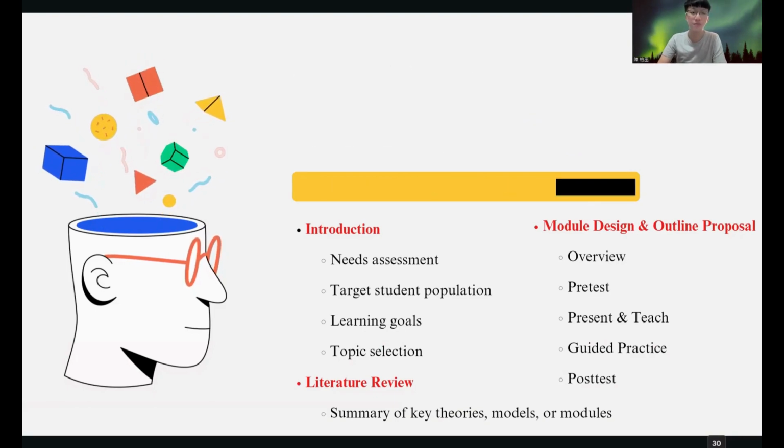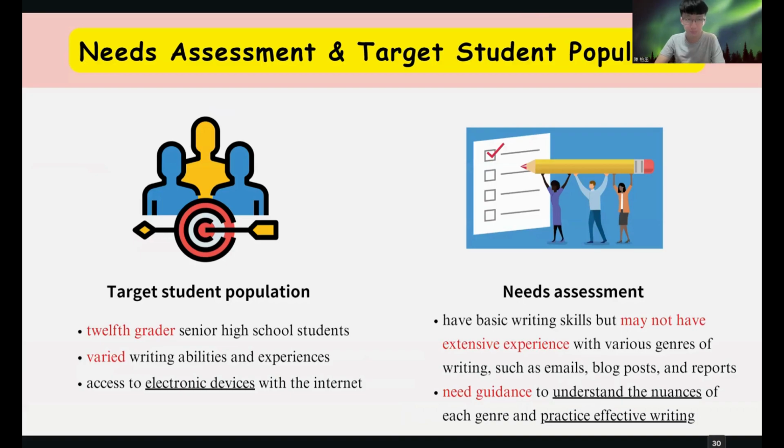Okay, so let's talk about the introduction first. My target student population would be 12th graders in senior high school, and they all come with varied writing abilities and experiences, and they all have access to electronic devices such as computers, mobile phones, and tablets with internet connectivity. And they will have basic writing skills, but may not have extensive experience with various genres of writing such as email writing, blog post writing, and graph reports writing.